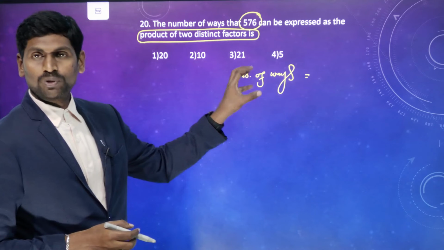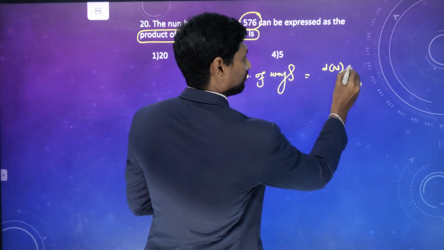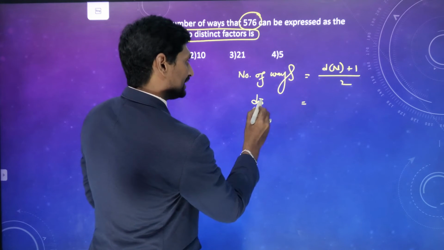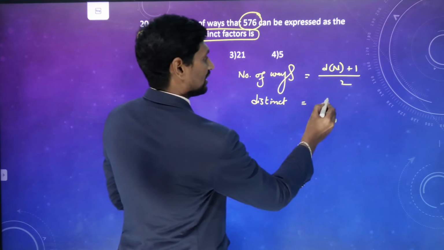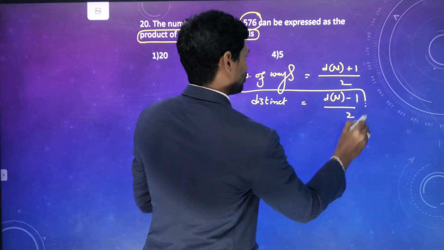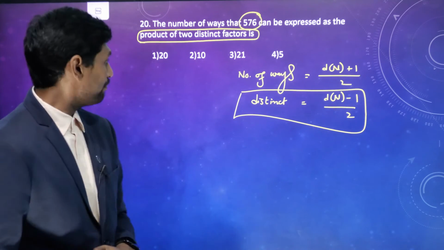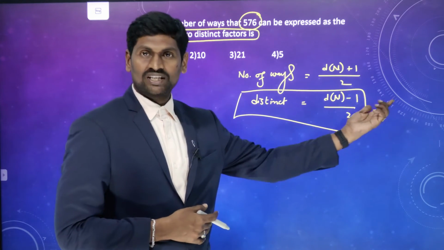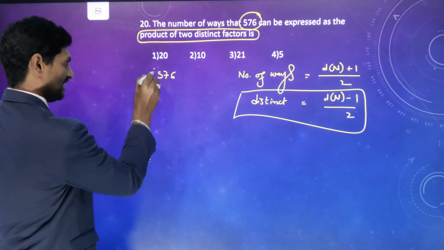The number of ways for a product of factors formula is (number of divisors plus 1) by 2, and for a product of two distinct factors, it is (number of divisors minus 1) by 2. Among these two formulas, we should use the formula for the number of ways to express a number as a product of two distinct factors, which is (number of divisors minus 1) divided by 2. Now let us find the number of divisors for 576.